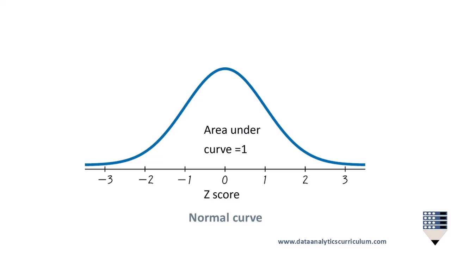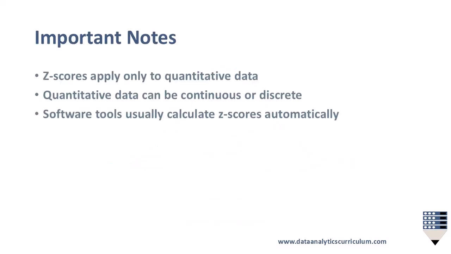Interpreting the Z-score. A Z-score of 0 means the value is exactly average. A Z-score of 1 means it's 1 standard deviation above the mean. A Z-score of -1 means it's 1 standard deviation below the mean. Values around plus or minus 2 or 3 are considered extreme or outliers.